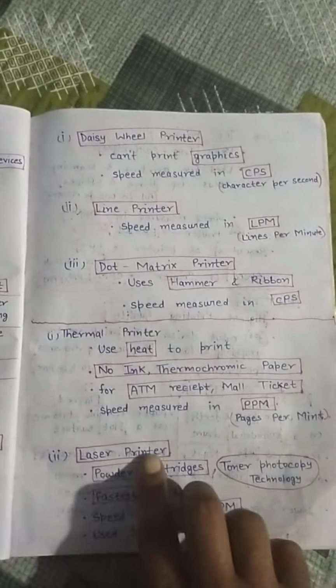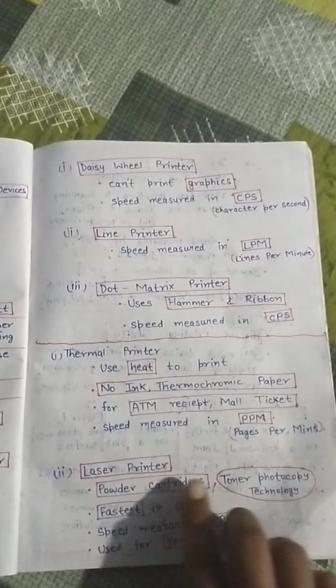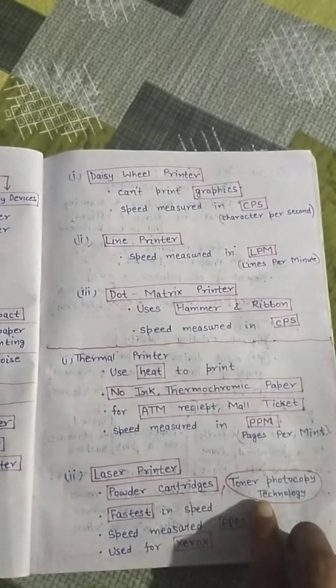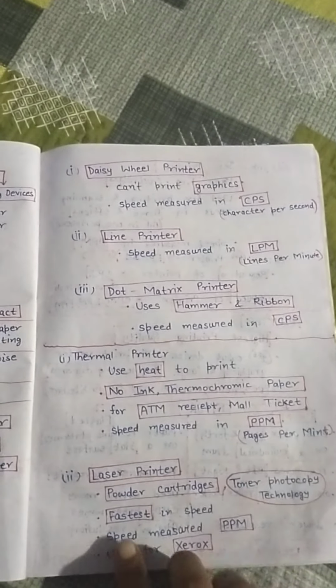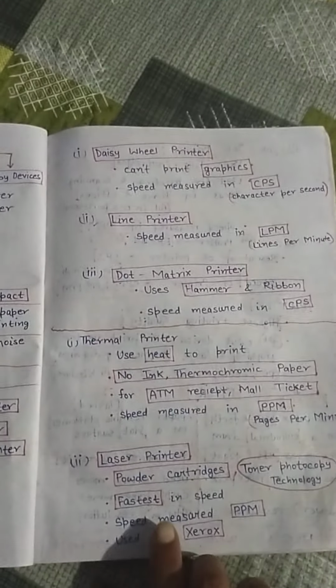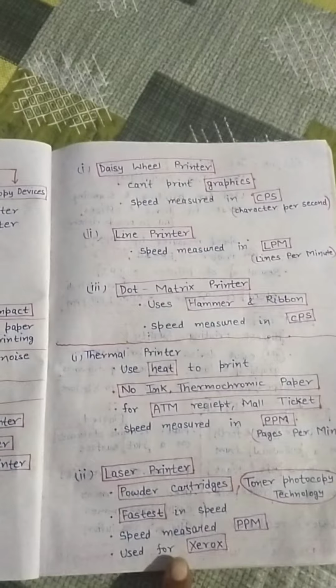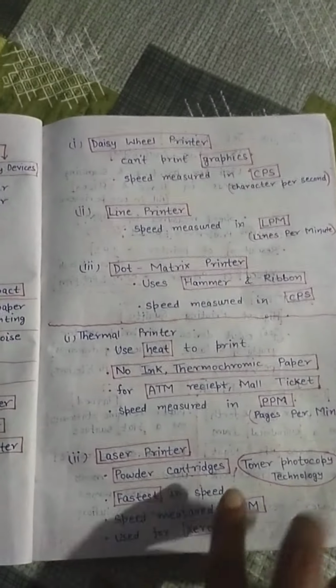Next, laser printer. It uses powder cartridges, toner, and photocopy technologies. It is fastest in speed. Its speed is measured in ppm, and it is used for Xerox.